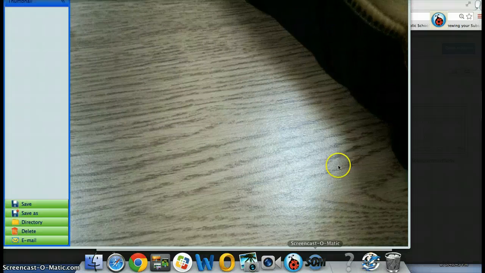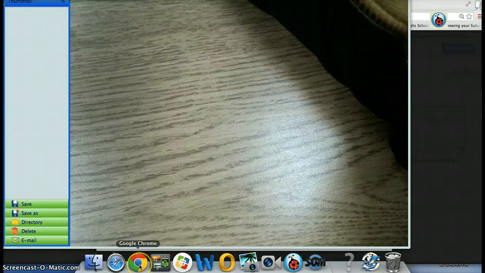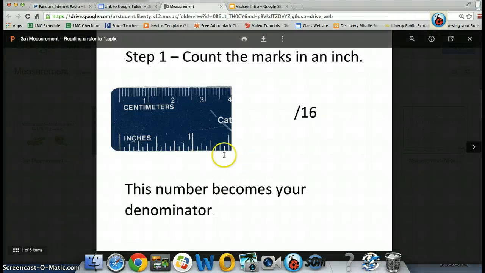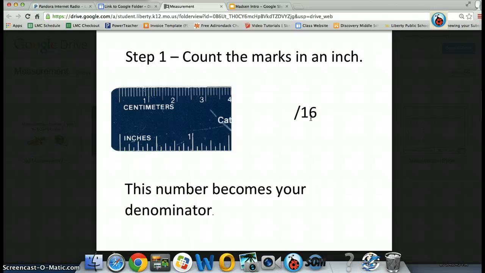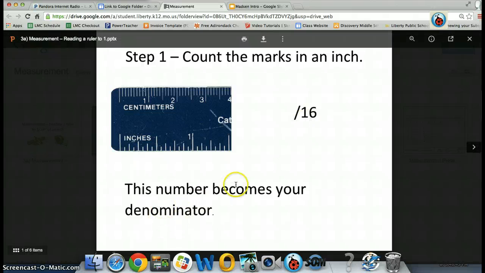Okay, so that's step 2. Just identify what unit of measurement you're using, what your denominator is. Okay, so if there's 16 spaces, you're in 16ths, and you should go ahead and write that down. If there's 8 spaces, you're in 8ths, and you should go ahead and write that number down as your denominator, the bottom part of your fraction.